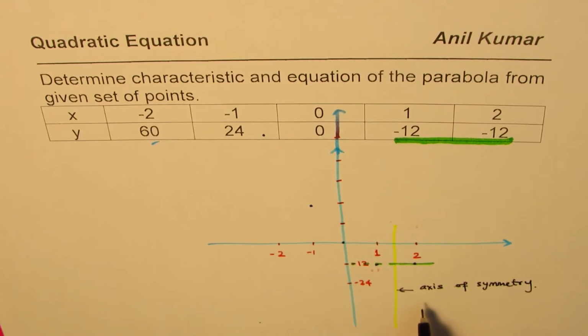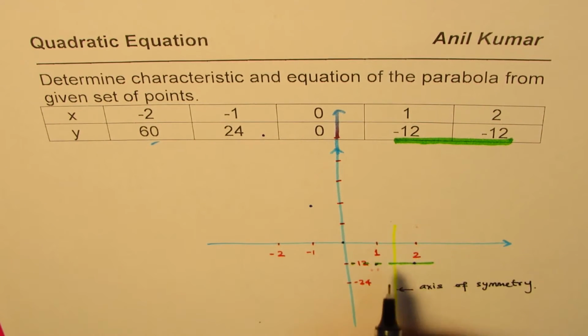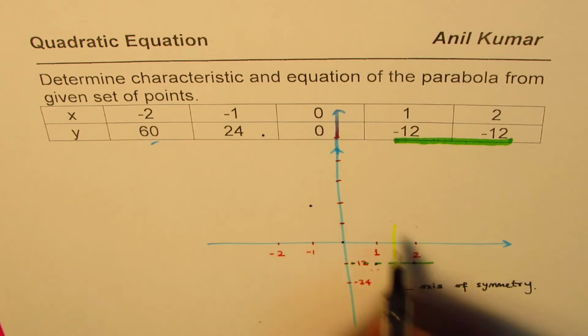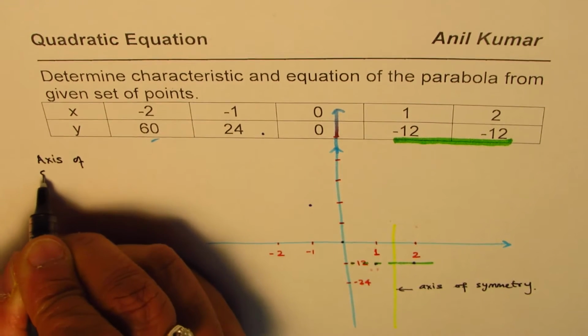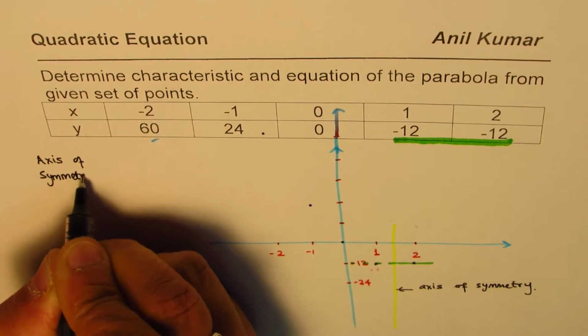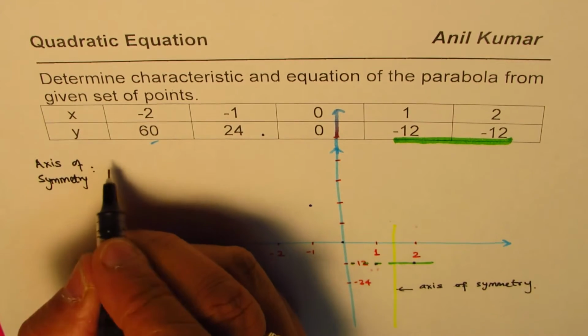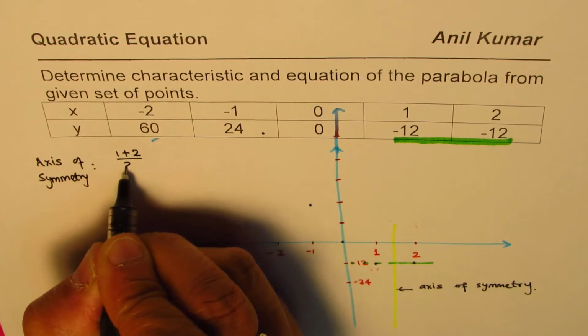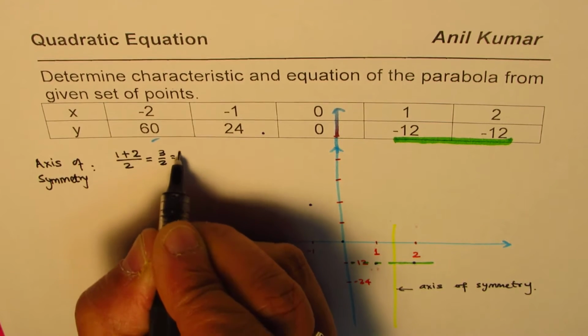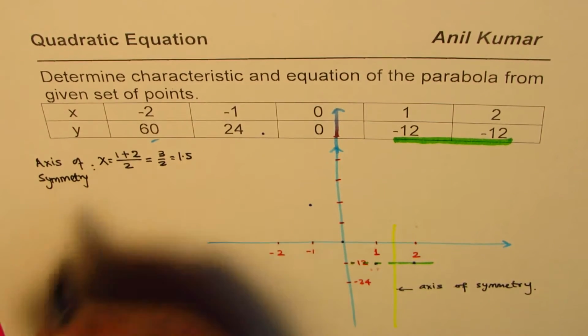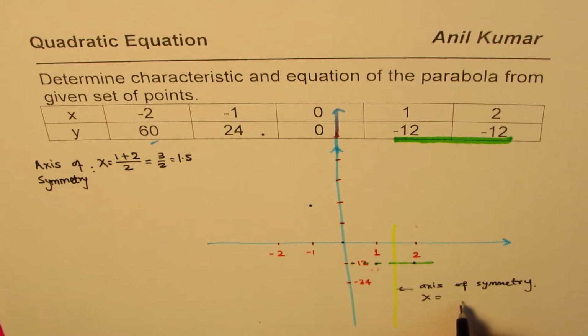Now we can find equation of this axis of symmetry by finding the average of 1 and 2, right? Center of these 2 points. Let's find that out. It will help us to sketch a parabola also. So let's find axis of symmetry, which should be between 1 and 2. So average value, 1 plus 2 divided by 2, which is 3 over 2 or 1.5. So that is the value of x. So x equals 1.5 is the axis of symmetry.